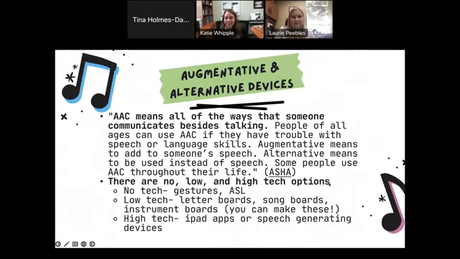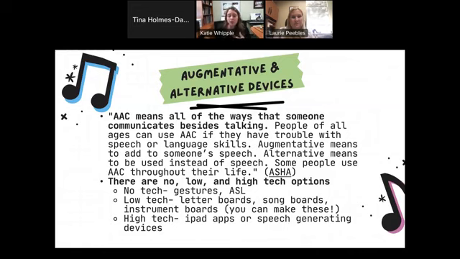So AAC, which is really just a nice little acronym for augmentative and alternative devices. Now this comes from the American Speech and Hearing Association, ASHA. They define an AAC device as any means that a person communicates besides talking. They also say that people of all ages can use AAC devices if they have trouble with speech or language skills. And so when we say augmentative, we're talking about adding to someone's speech. When we use the word alternative, we're talking about using that instead of their speech.